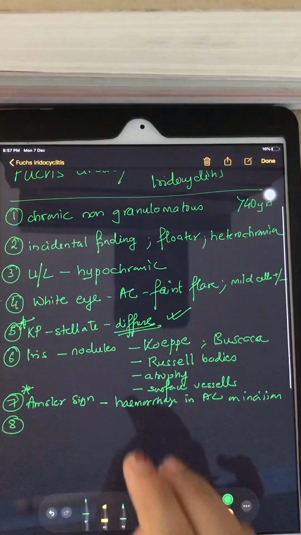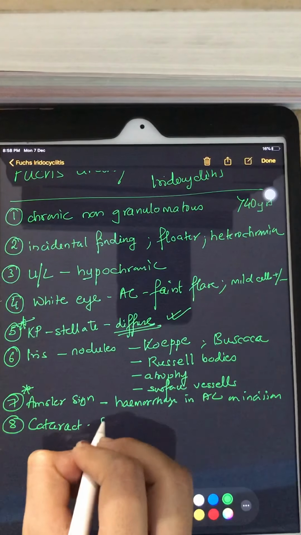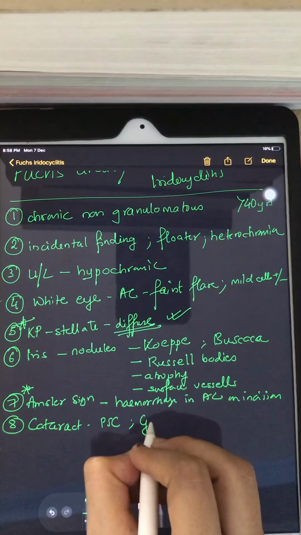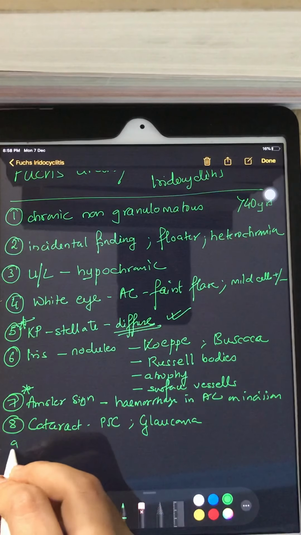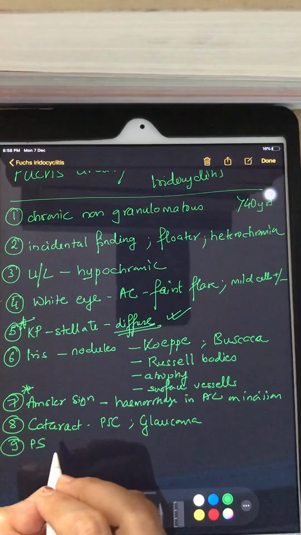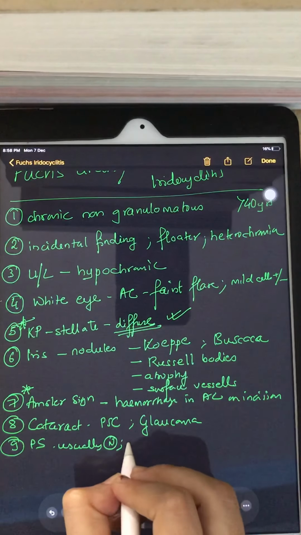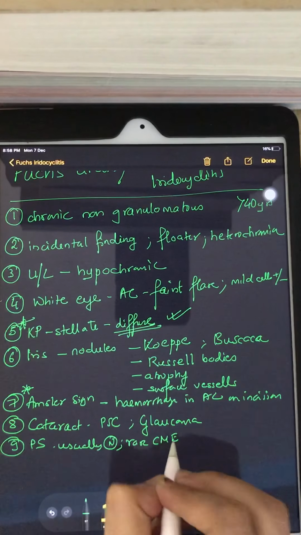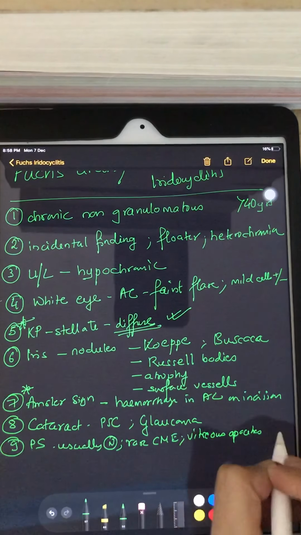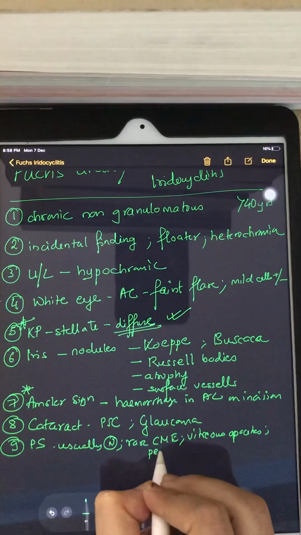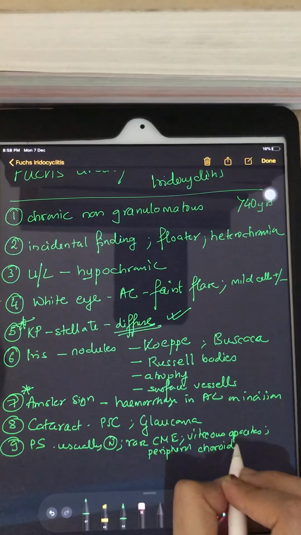What else do we see? Cataract is a common finding. Cataract is usually of the posterior subcapsular type, and later on in the disease even glaucoma is a finding. What happens in the posterior segment? In the posterior segment it is usually normal. Sometimes there may be cystoid macular edema, vitreous opacities, and sometimes peripheral choroiditis scars can be seen, or even choroiditis foci.